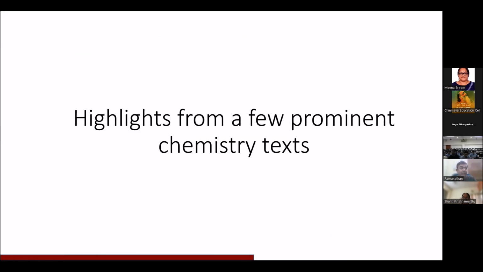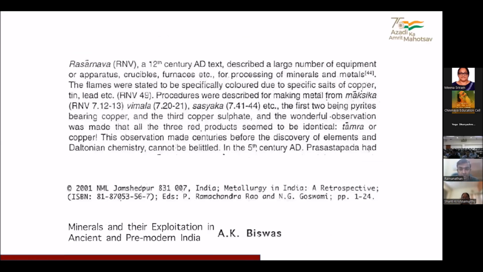Highlights from a few prominent texts. So, Rasarnava, this is a 12th century text. And see here what the text describes. I'll read it out for you. The procedures were described for making metal from Makshika, Vimala, Sasyaka. These are the three names of different ores of copper.